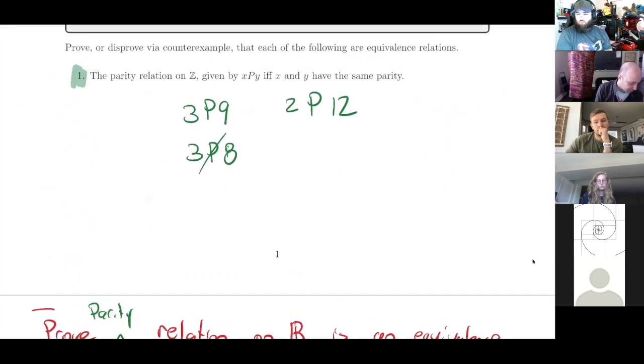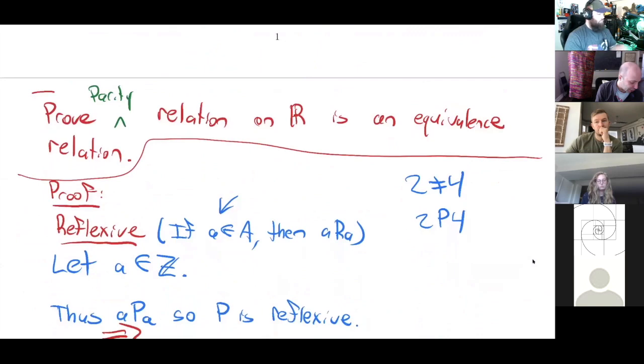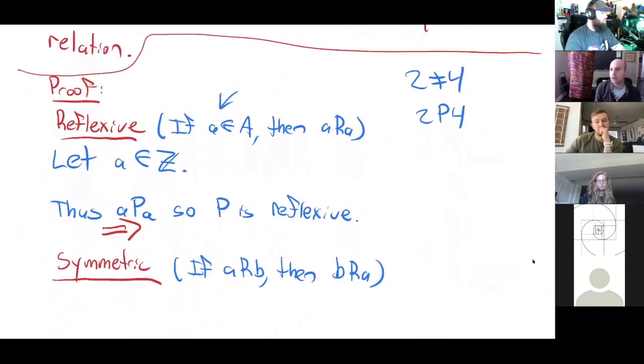So, here's the parity relationship. X and Y are related if they have the same parity. So what would I need to show in order to show that A is related to itself by this parity relation? Or conversely, what would it mean for A not to be related to itself by the parity relation? Is it like A is always even or always odd? So A is even or A is odd.